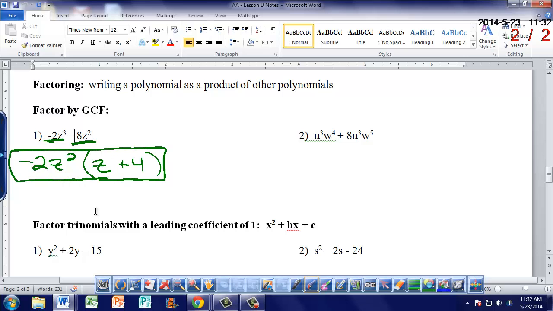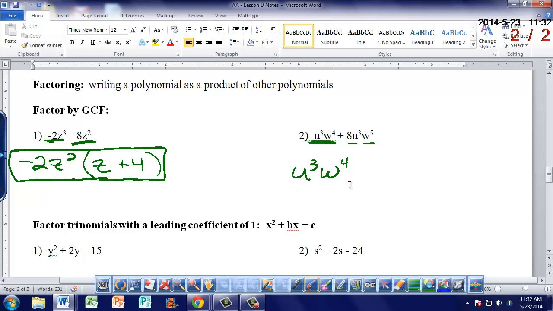This is my final answer. Now here, this one only has a 1, this one has an 8, so no number I can factor out. This one has a u cubed, this one has a u cubed, so I can take out a u cubed. This one has a w to the 4th and a w to the 5th, so a w to the 4th I can take out.